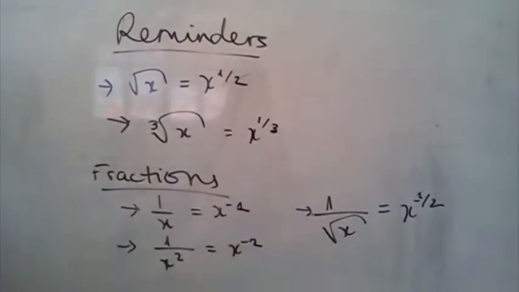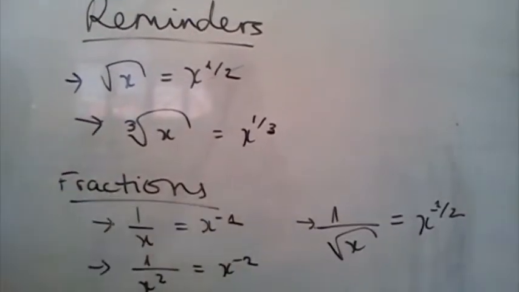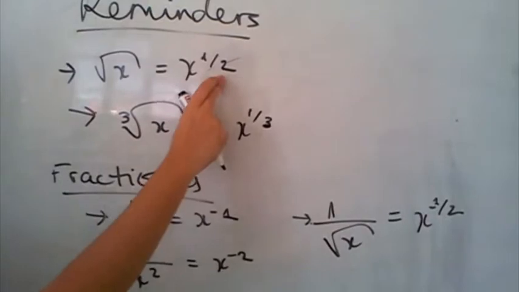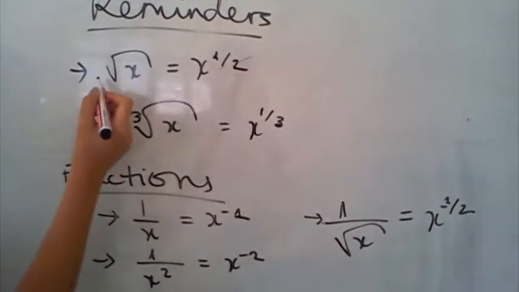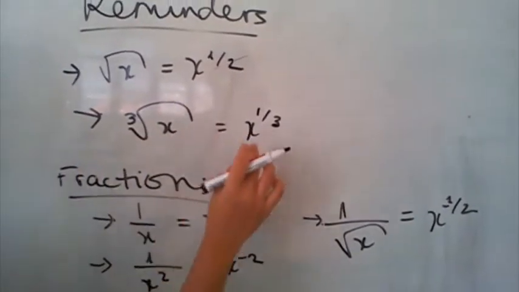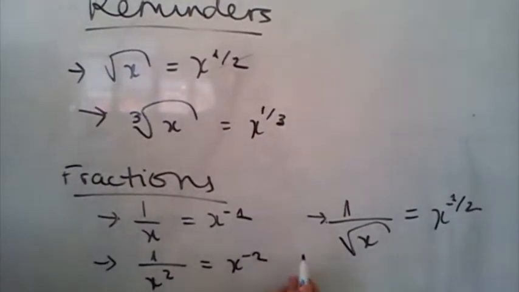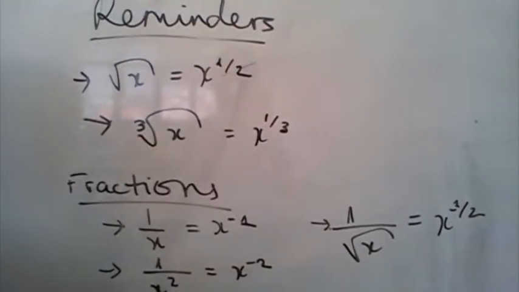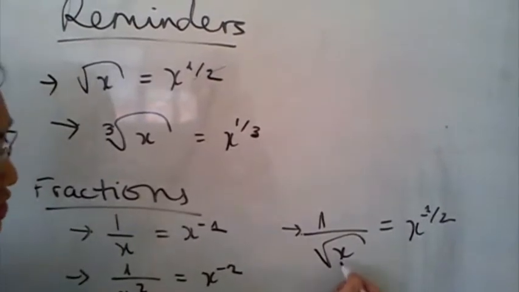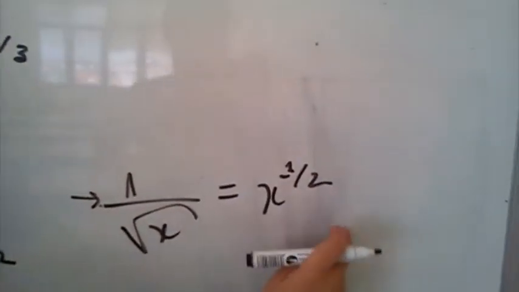Here are some reminders when you differentiate the first derivative. You have to always turn x into something that has x and the index of x. For example, square root of x is x to the half, and cube root of x is x to the third. And for fractions, 1 over x is x to the minus 1, 1 over x squared is x to the minus 2, and 1 over the square root of x is x to the minus half.